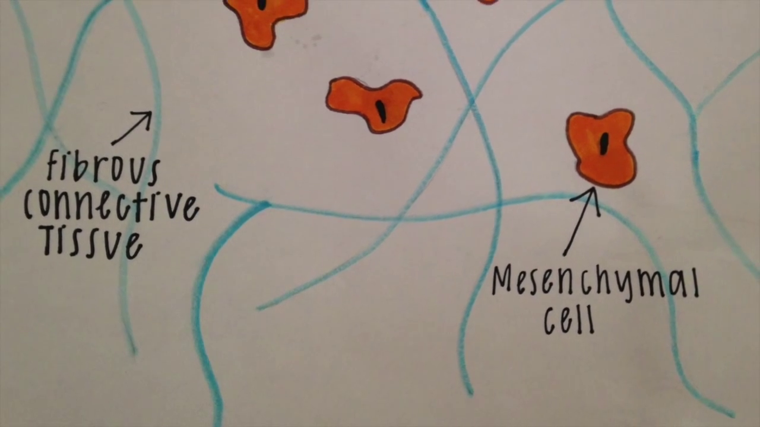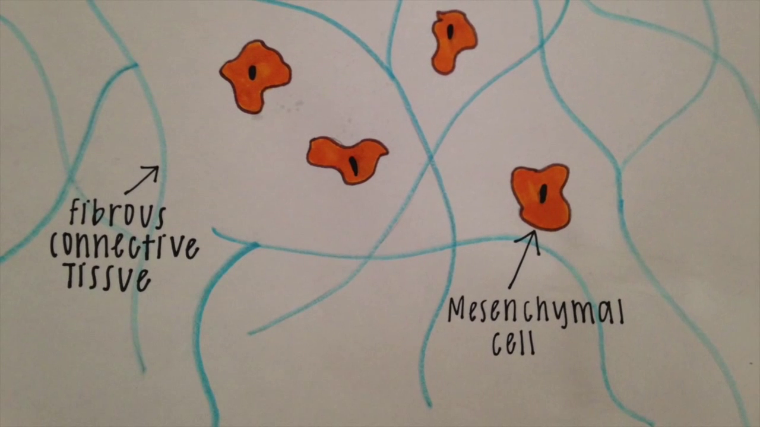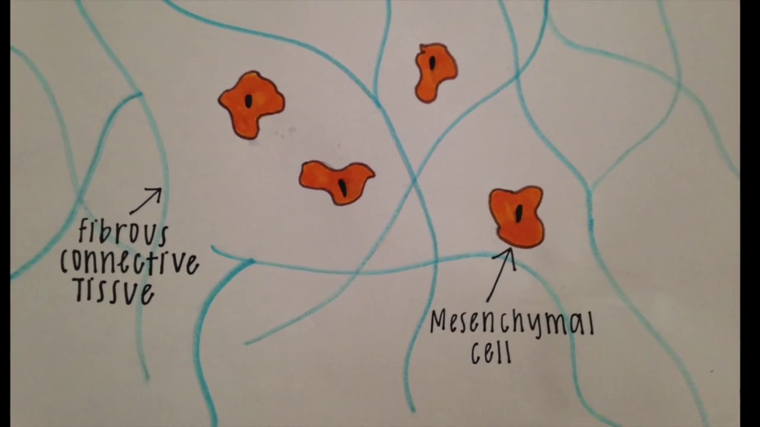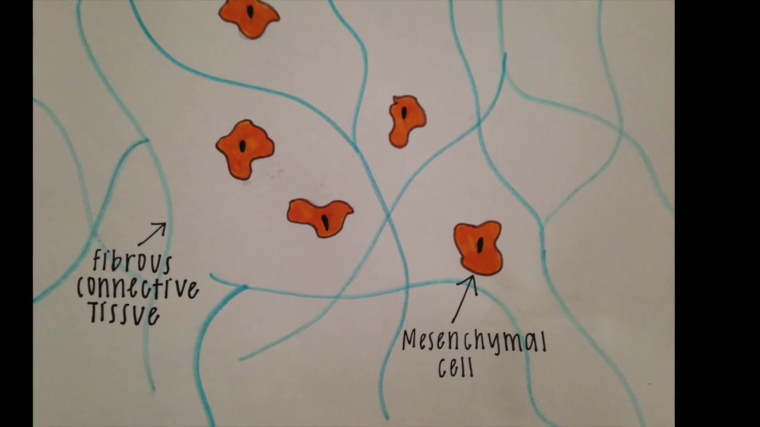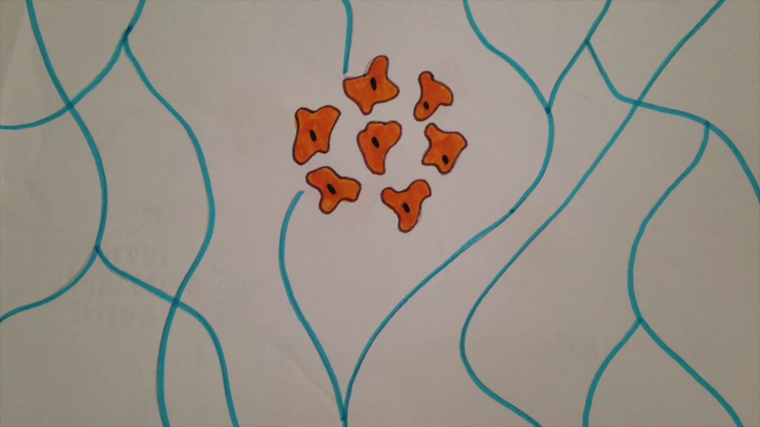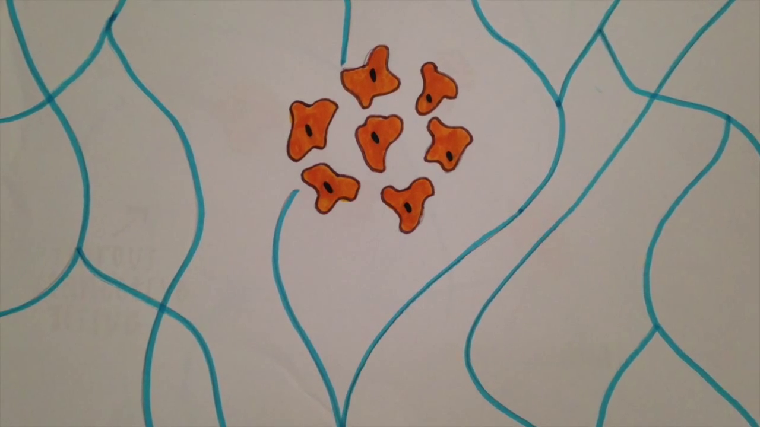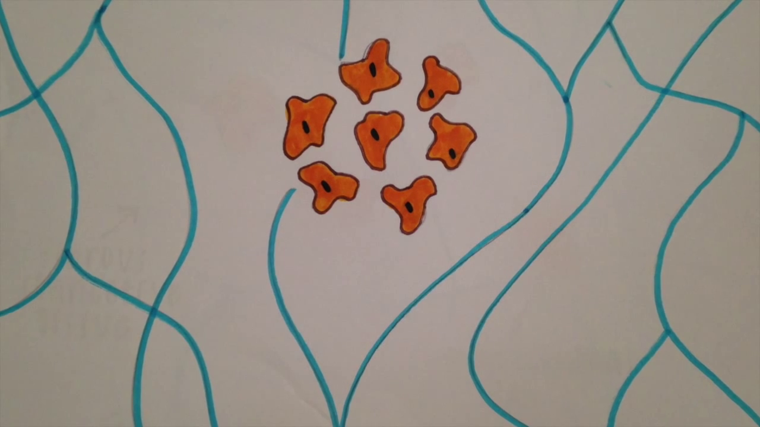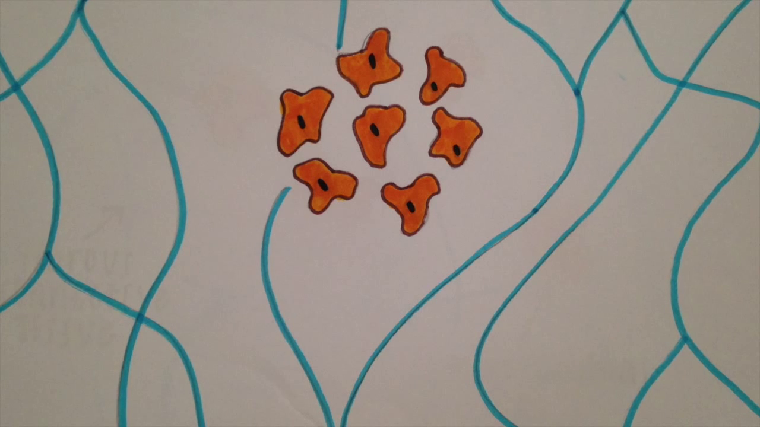Intramembranous ossification takes place in the fibrous connective tissue shown here by the blue lines. Mesenchymal cells, the orange blobs, scattered throughout the connective tissue are the beginning process of dermal ossification, another name for intramembranous ossification. At the very beginning of this process, mesenchymal cells migrate and aggregate in specific areas, where bone is soon to be formed after a series of steps.